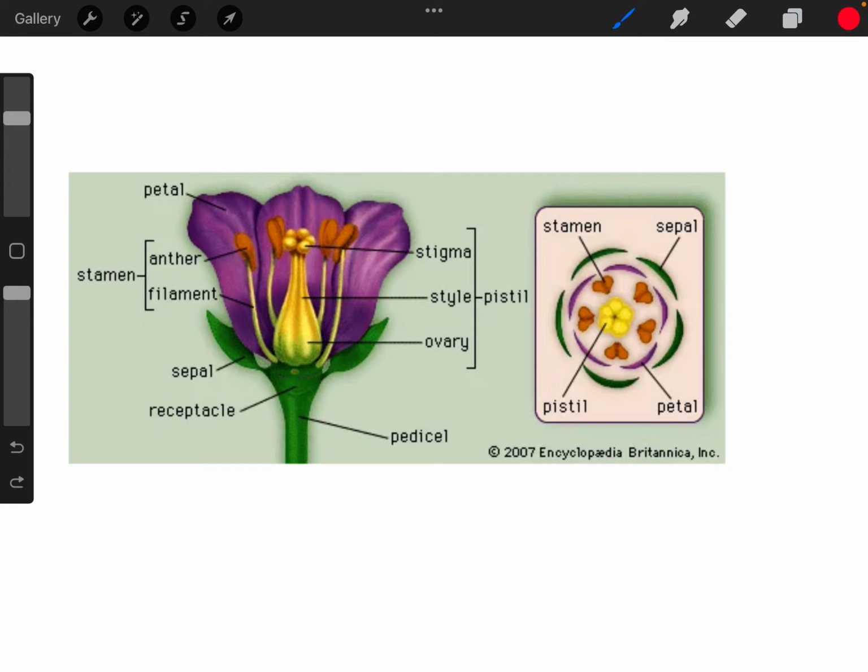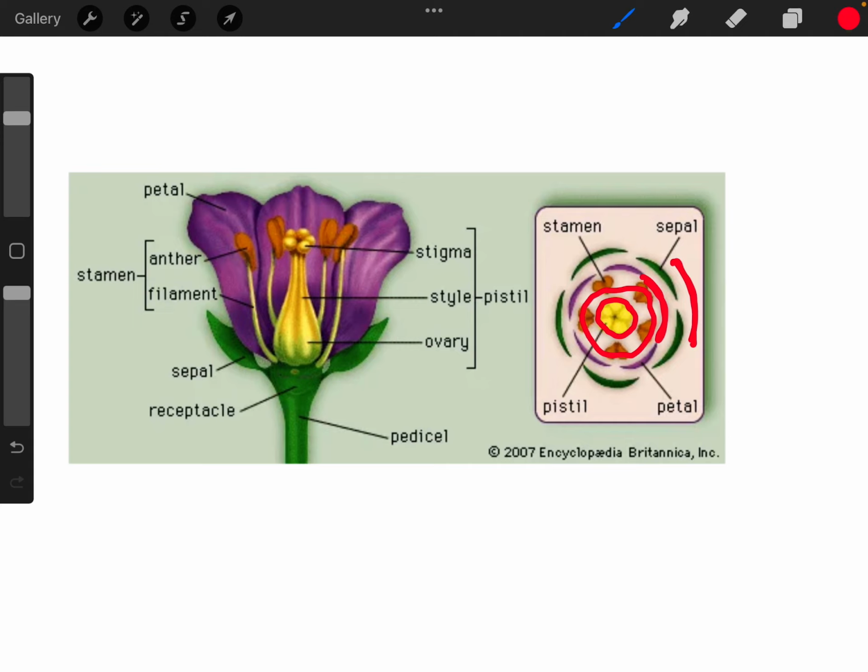So in this example, we have our four whorls going from outside to inside. We have the sepals, which are the small leaves that surround the flower, the petals, then we have our stamen. Those are our male reproductive structures, also called the androecium. And then we have this central part, the female reproductive structures, and that is also called a gynecium.